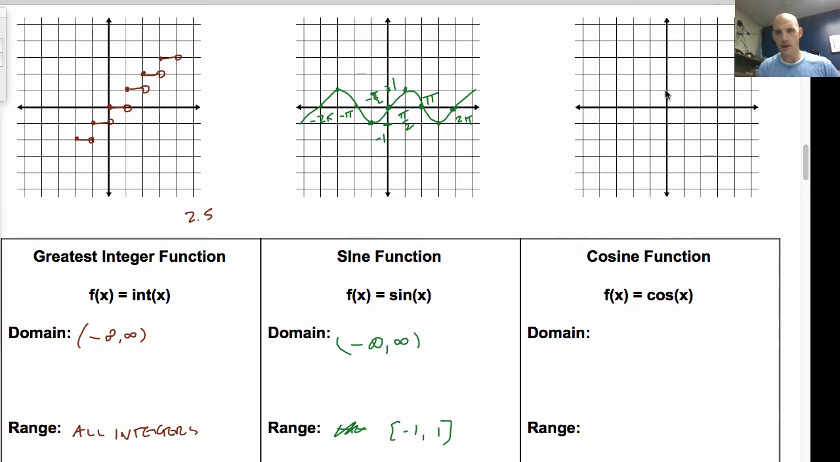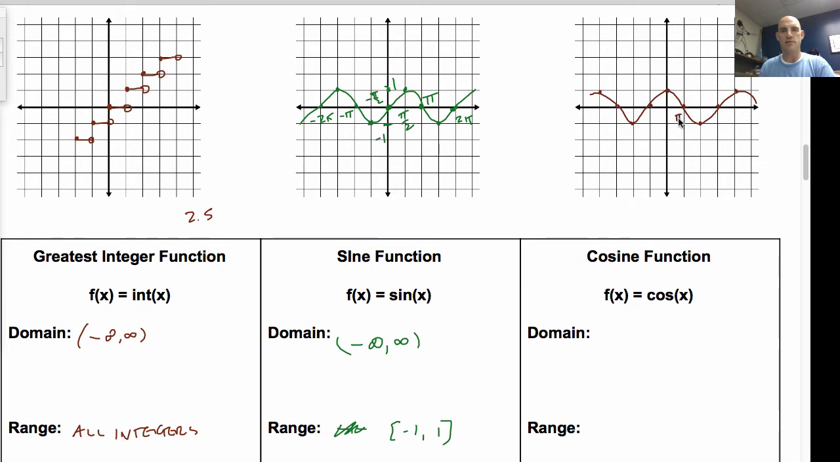Cosine. You're going to be like, wow, that looks really, really familiar. Well, actually, the cosine function and the sine function are translations of one another. But cosine is a distinct function from the sine function. And unlike the sine function, and now we're talking about the parent function here, it starts at the top. So it's going to start at 1.